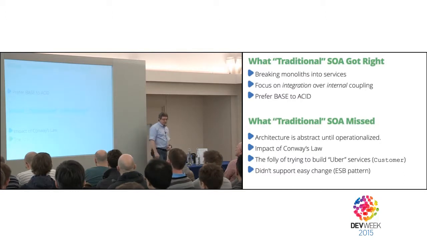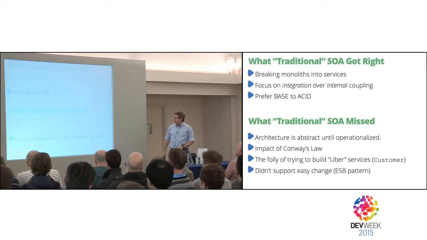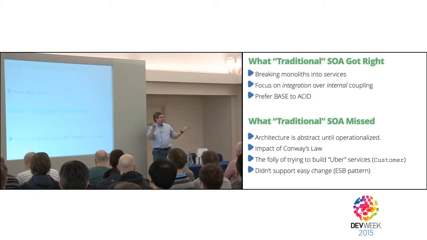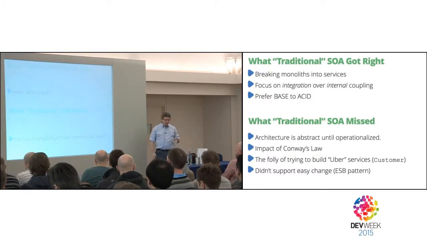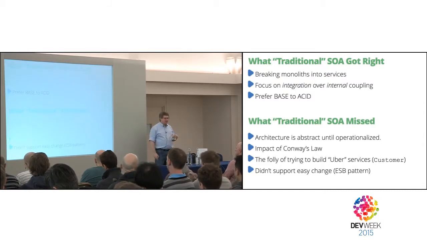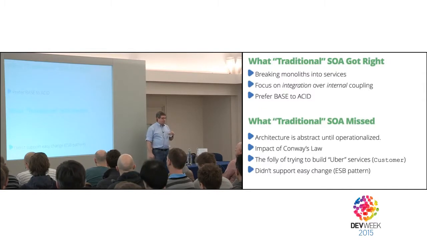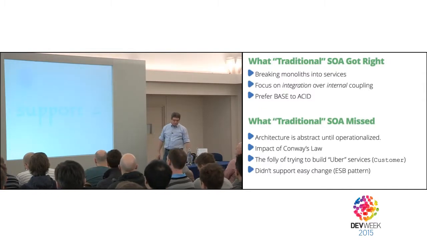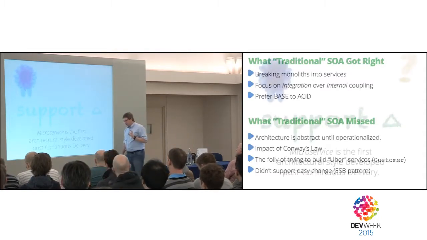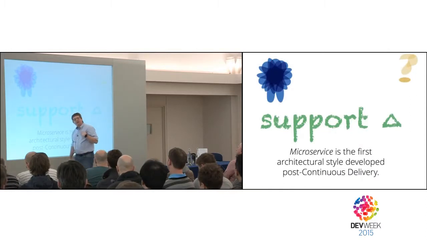And the other thing traditional SOA missed is the folly of trying to build Uber services. Architects always want to build single sources of truth for things, but sometimes that's not the right thing to build, and we're learning that more and more. And the biggest thing that traditional SOA missed is it didn't support easy change. Change is very expensive in one of those worlds, and that, in fact, is the driving characteristic of microservices. That is the main benefit you get from microservices, is this is really the first architectural style that supports change as a first-class citizen.